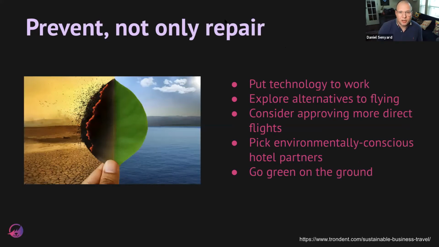Everything's been pretty retrospective. It's after the fact: what do we do to fix the damage that's been done? But how do you prevent future damage? How do you start to mitigate and limit the amount of impact you're having? Obviously we're big fans of technology, so use technology to optimize your travel and prevent impact. Look at different alternatives to flying, especially in and around Europe and the East Coast, where trains and all sorts of options exist to travel. Look at more direct flights.